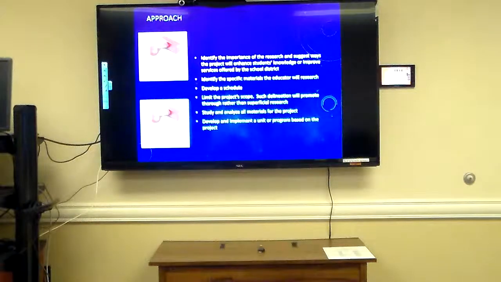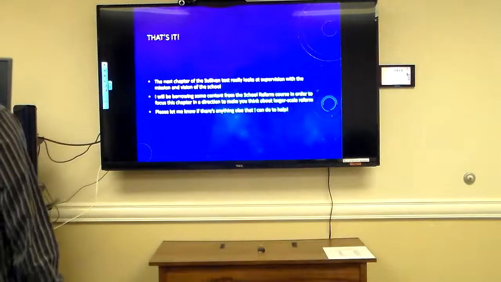In order for action research to work, there has to be a clear approach, and the right stakeholders need to be involved in it. You can't do something that's too much. There has to be a schedule to it, there has to be specific materials and specific things, and the unit and program has to be based off of the project.